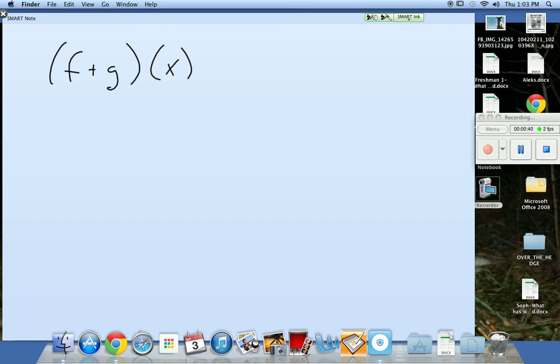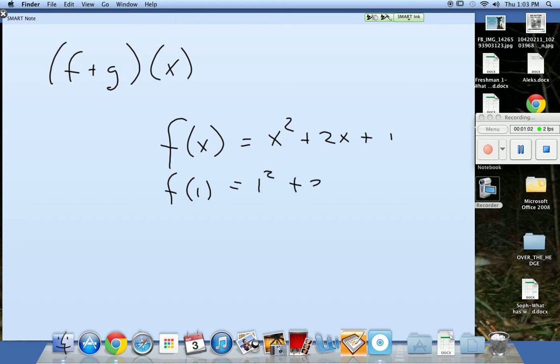Does everybody remember what a function is? If I have a function f of x, and I say it equals x squared plus 2x plus 1, I can put a number in for x here. I can make this f of 1. So this is 1 squared plus 2 times 1 plus 1. I replace the x with the 1.